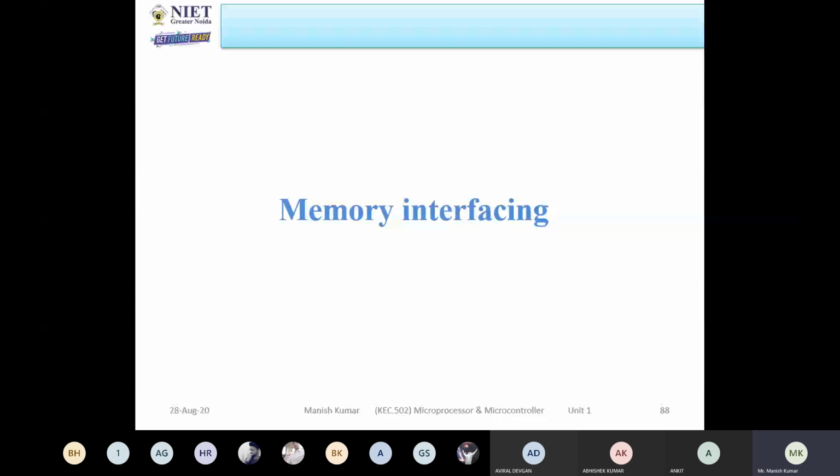Okay, so there are types of memory available in the systems. Sorry, more than two types: RAM, ROM, cache memory. Depending upon the requirements, but RAM and ROM are necessary for all the systems. So in the microprocessor, you have an option to interface the memory.